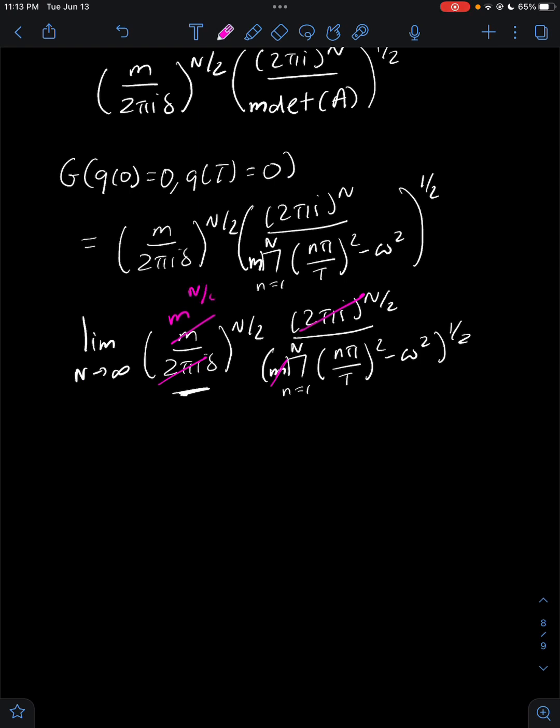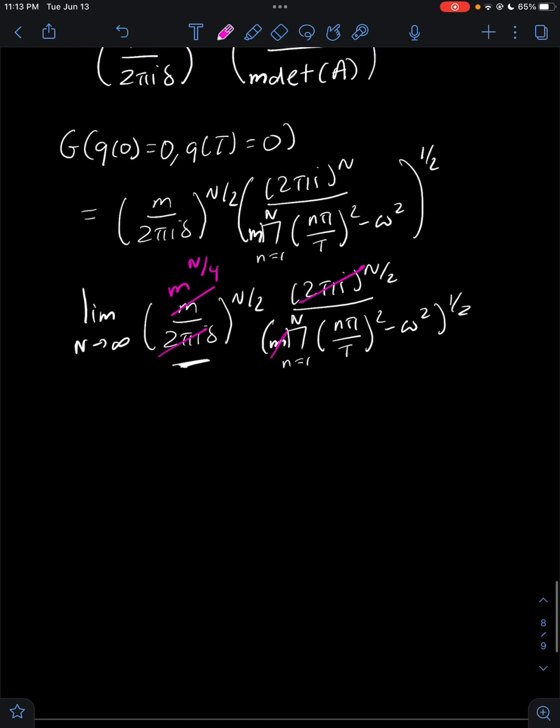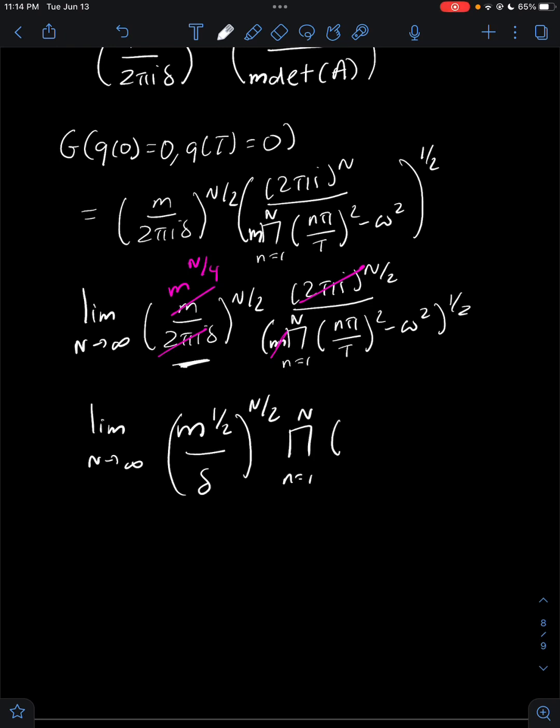So n over 4. And those are all the things that cancel. So we're pretty much left with the limit. Then we're going to have m to the n over 4 over delta. We can just rewrite this out as all of this to the n over 2, and then 1/2. And then here we're going to have times the product, n equals 1 to n of n pi over t squared minus omega squared, all of this to the minus 1/2.